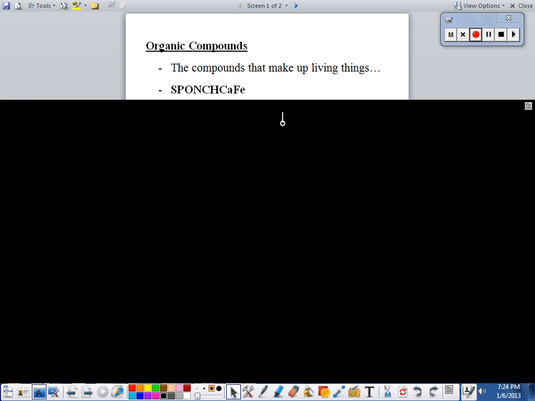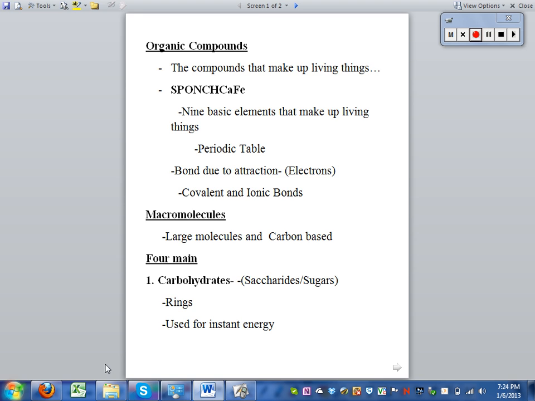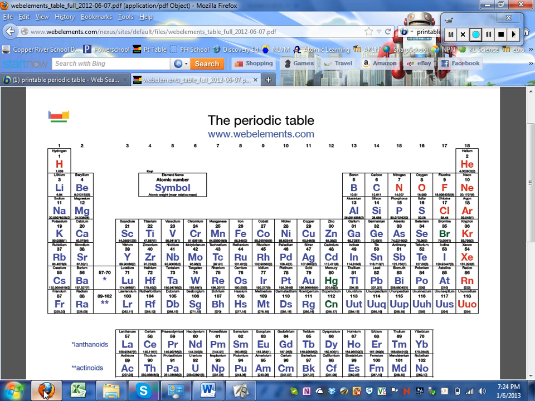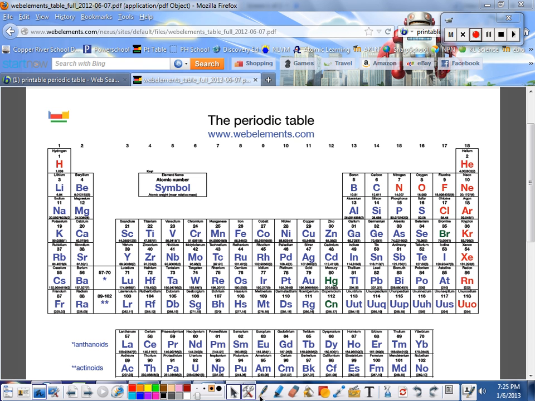And you see here this acronym, SPONGE CAFE. This is just all these letters that represent elements in the periodic table that make up the main elements that make up living things. And you see the S stands for sulfur, P for phosphorus. And if we were to look at a periodic table, we would see where they are. And circled in here for you. We have S sulfur, P phosphorus, O is oxygen, N is nitrogen, C is carbon, H is hydrogen, C is calcium, and iron, F.